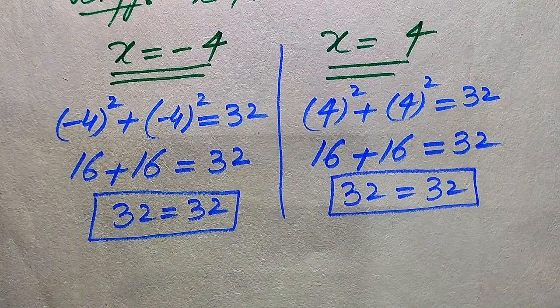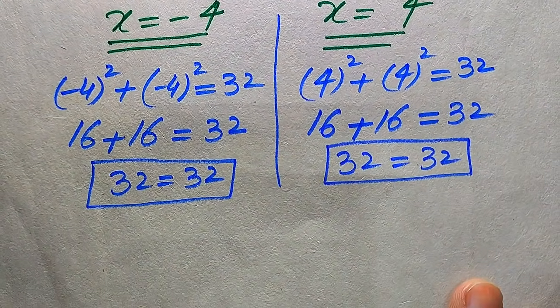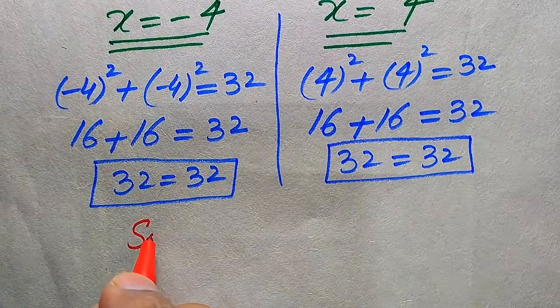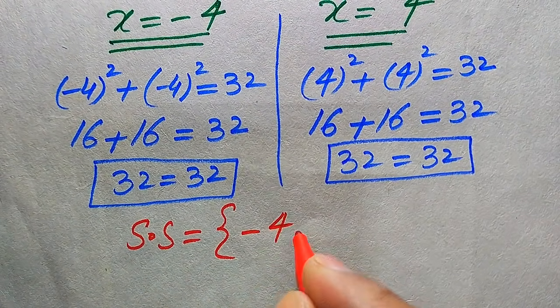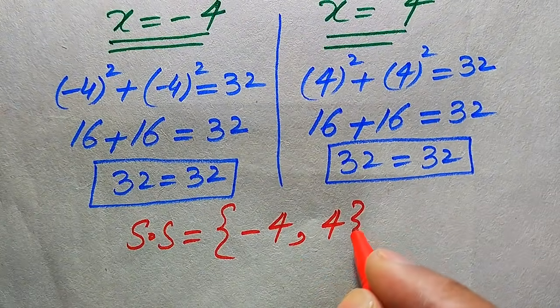So here we finally conclude that both of these two values of x satisfy our given question statement. So finally we have the solution set of this problem is -4 and +4.